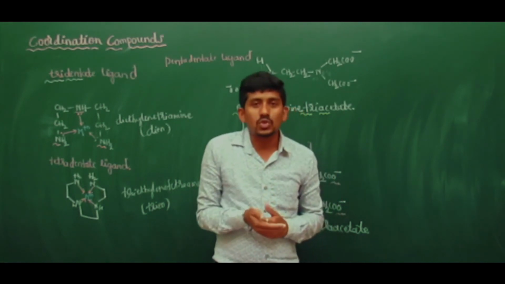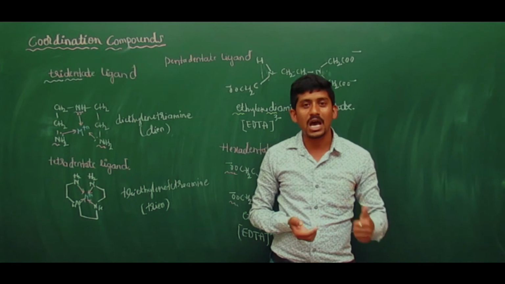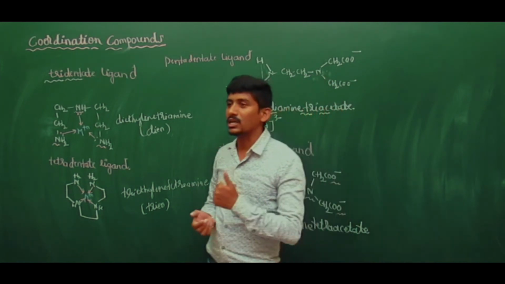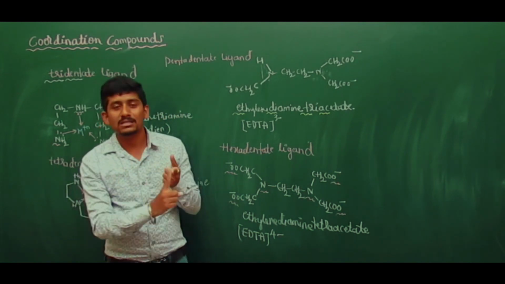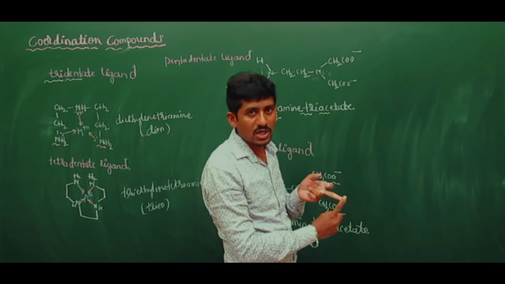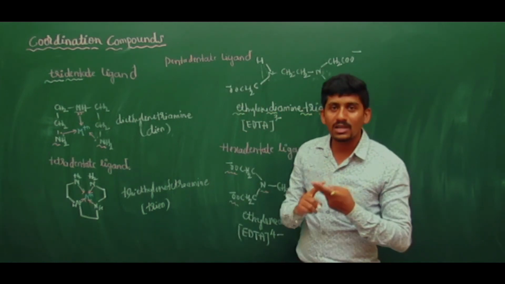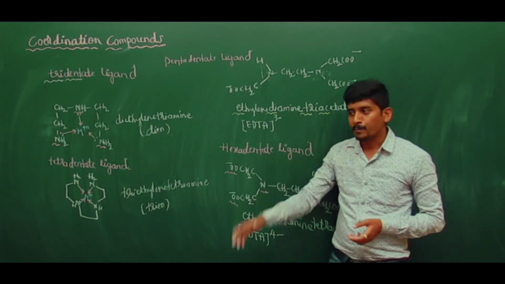Next, classification of ligands. Ligands can be classified on the basis of charge as well as denticity. So the first one is the basis of charge. If the ligand carries negative charge, anionic. If it carries positive charge, cationic. If it does not carry any charge, it is a neutral ligand, right?